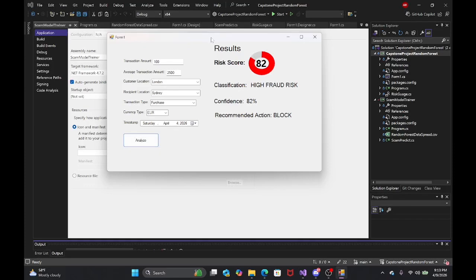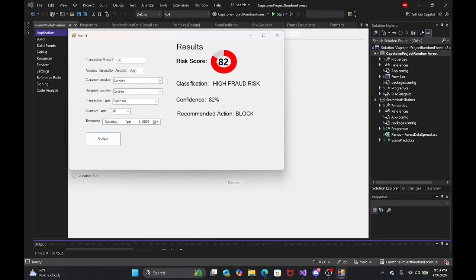I don't know what is happening today. I wasn't doing this earlier, which is really weird. I think it's the purchase. For some reason, it thinks purchase, because if I do refund, it says low risk. I do purchase, it says high risk. It's interesting. Payment, however, that should be low risk. That's pretty good.